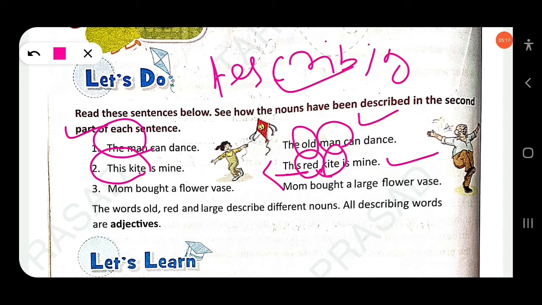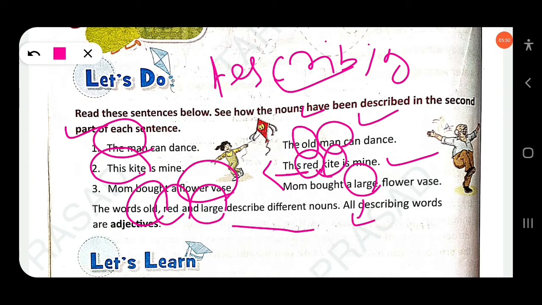Clear? Then next, mom bought a flower vase. The noun is flower vase. Mom bought a large flower vase. It indicates the size of the vase. So large is a describing word, or an adjective. Clear? In the first sentence old qualifies the noun man. In the second sentence red qualifies the noun kite. In the third sentence large qualifies the noun flower vase. These three words, old, red and large, describe different nouns. All describing words are known as adjectives. Clear?